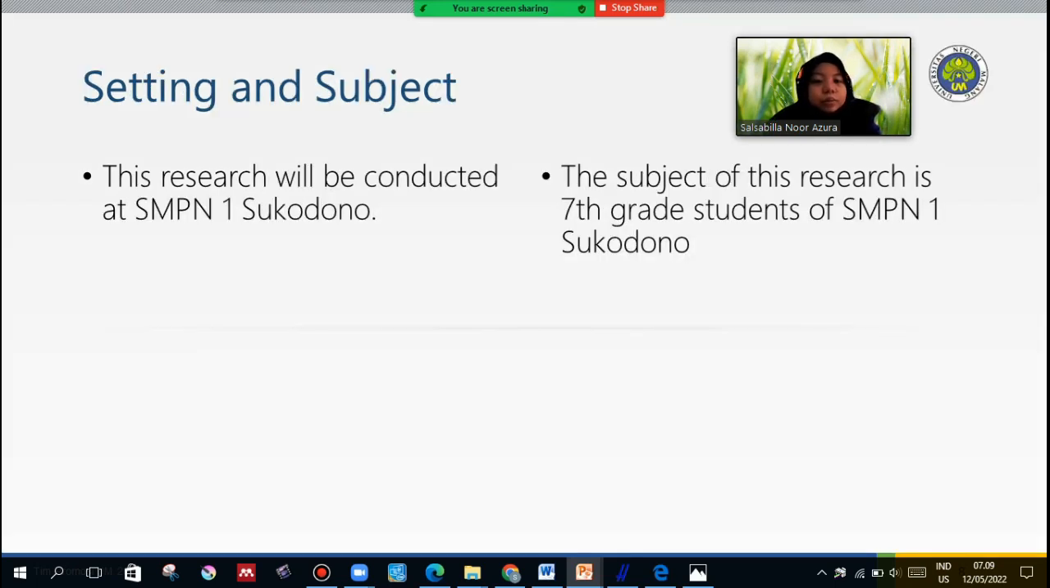The setting and the subject. This research will be conducted at SMPN 1 Sukodono Lumajang, and the subject of this research is 7th grade students of SMPN 1 Sukodono Lumajang.